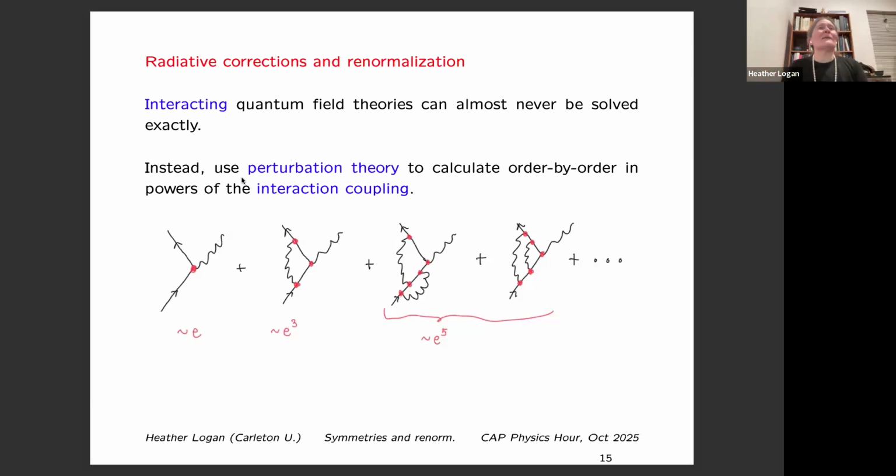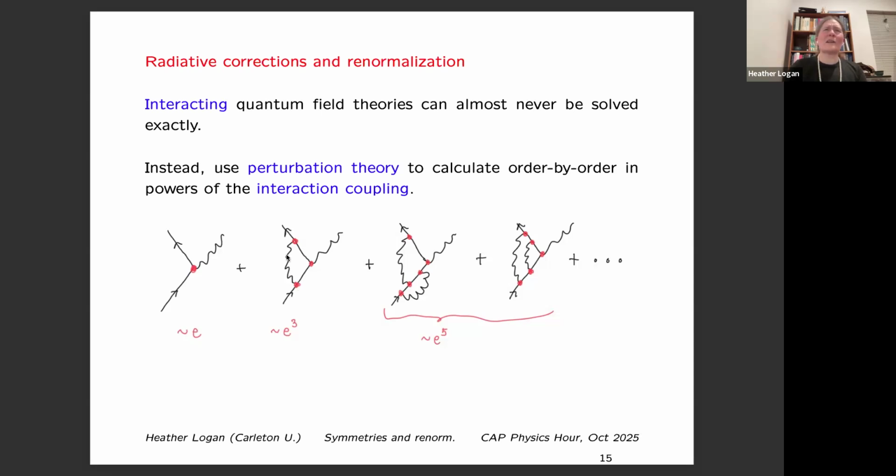So instead, what we do to deal with this is we use so-called perturbation theory. And we use this to calculate order by order in powers of the coupling strength of the interaction. So a weakly coupled theory is easier to do this with than a strongly coupled theory. And the way it works is, imagine you have an electron, that's the solid line, interacting with a photon, which is the wavy line, right? The first order is just a single interaction like this, and that's proportional to e, the charge of the electron, basically.